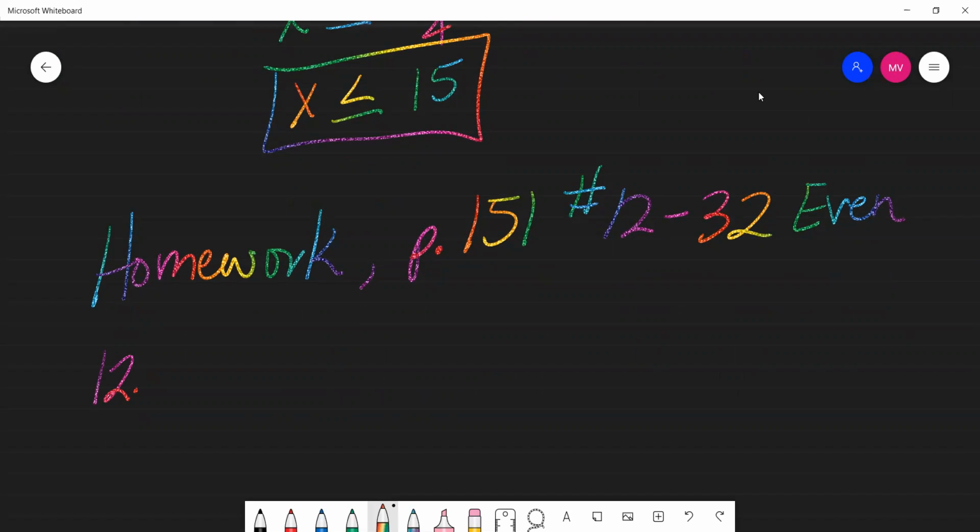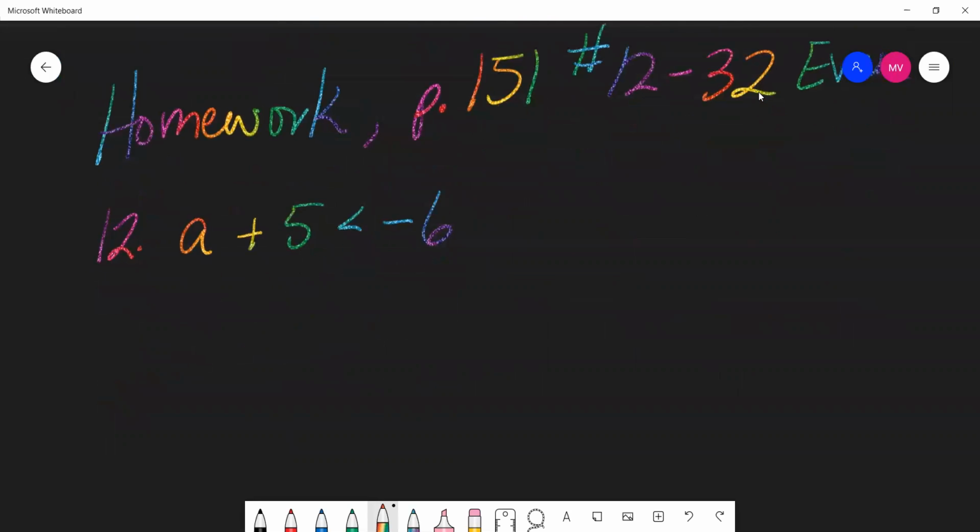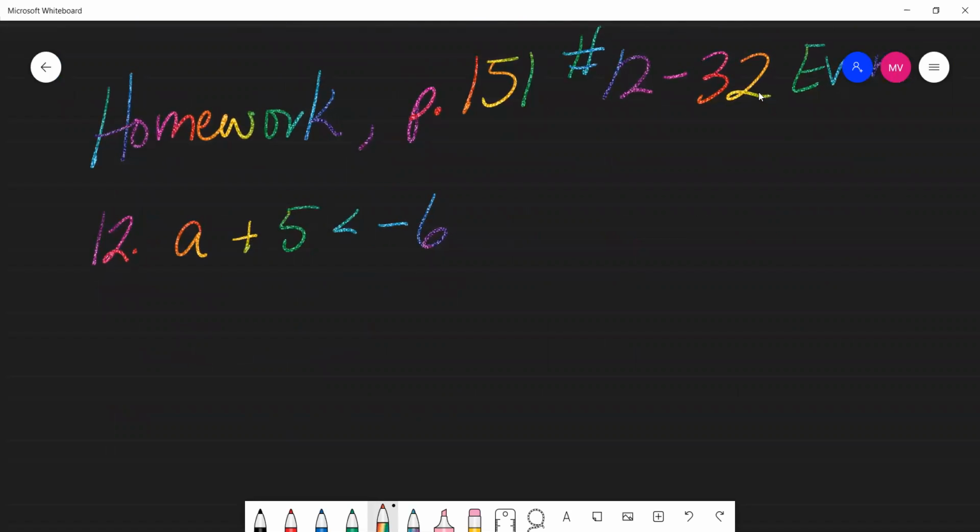And that is what? A plus 5 is less than negative 6. Am I seeing that right? All right, so all they're asking us to do is solve for the inequality. What value must A be to make this a true inequality? So what do we do first to isolate our variable? Yeah, so subtract 5 from both sides. We end up with A is less than negative 11. Now, is this right?